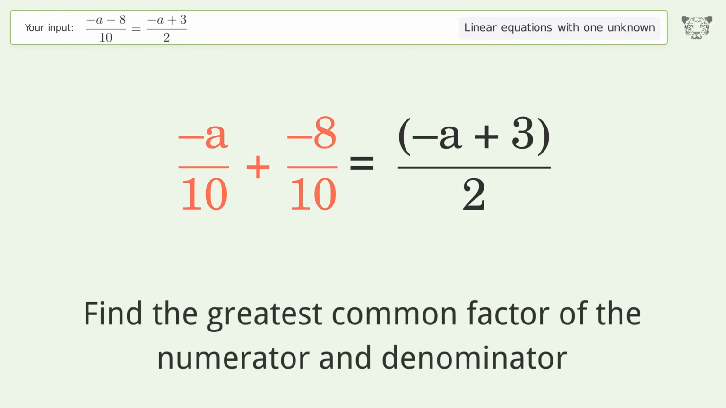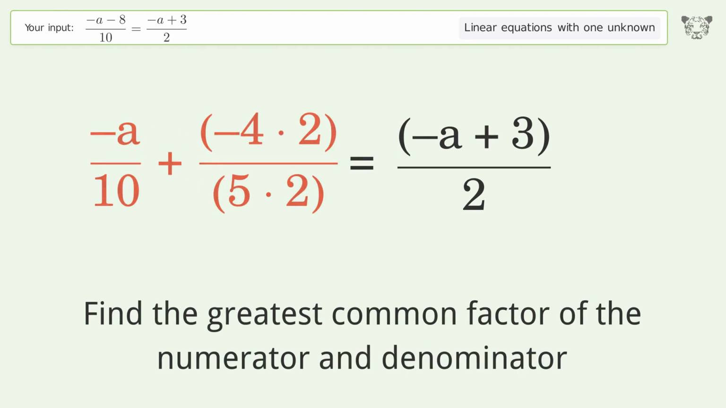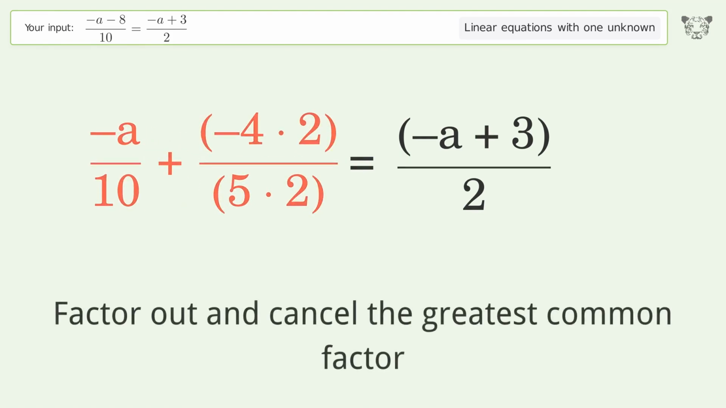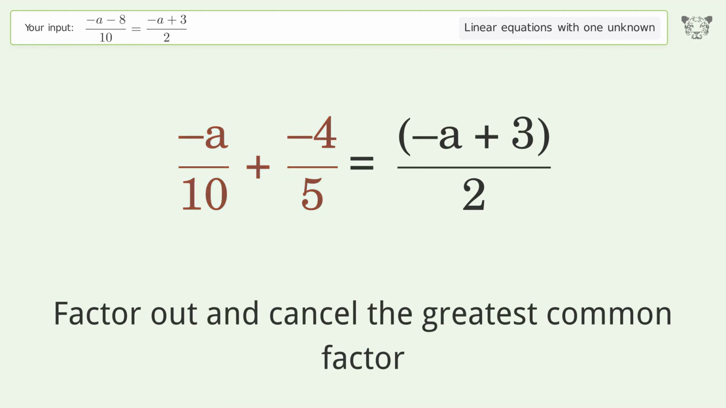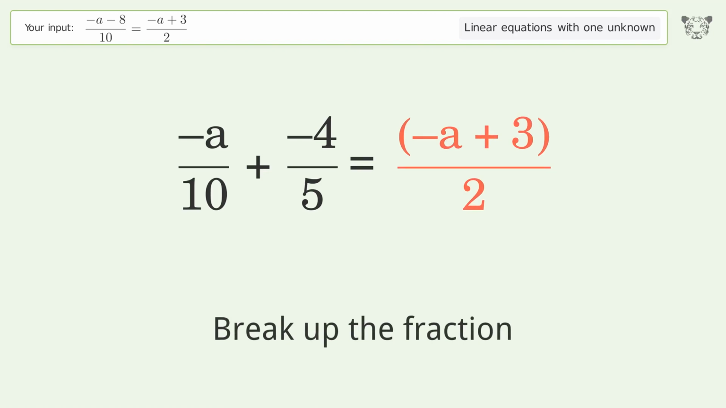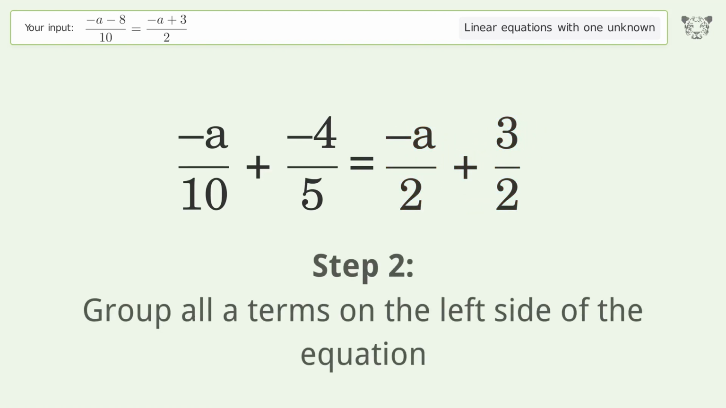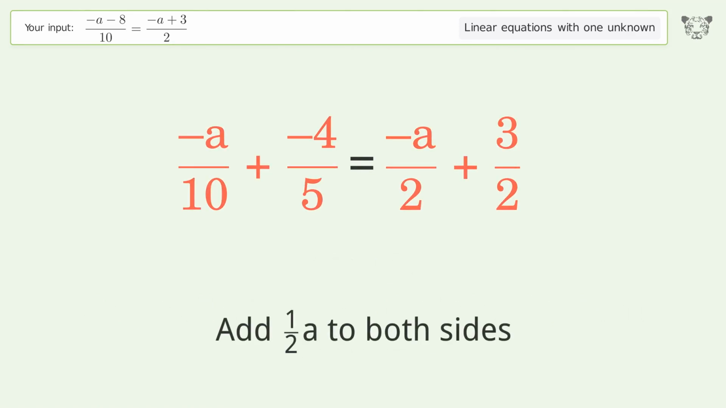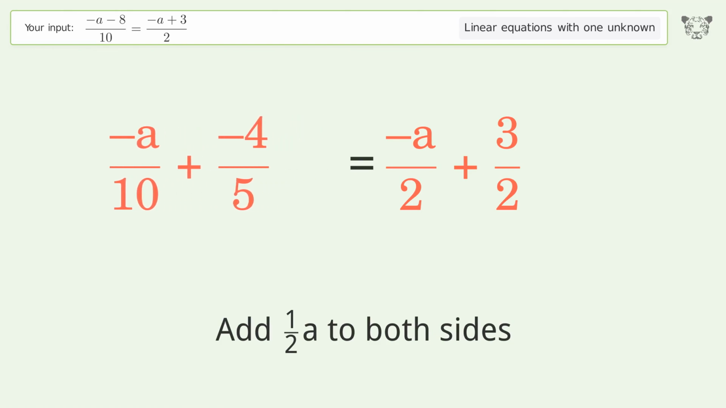Find the greatest common factor of the numerator and denominator. Factor out and cancel the greatest common factor. Break up the fraction. Group all a terms on the left side of the equation. Add 1 over 2a to both sides.